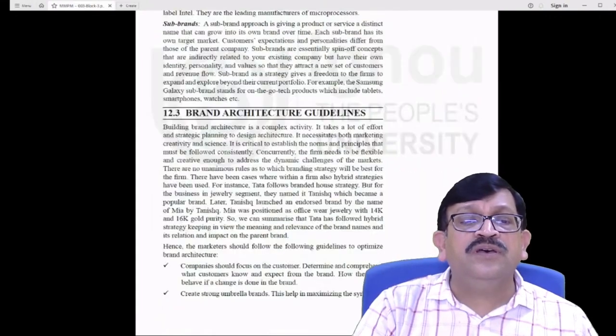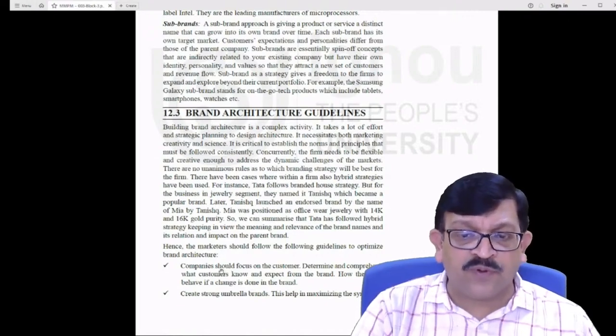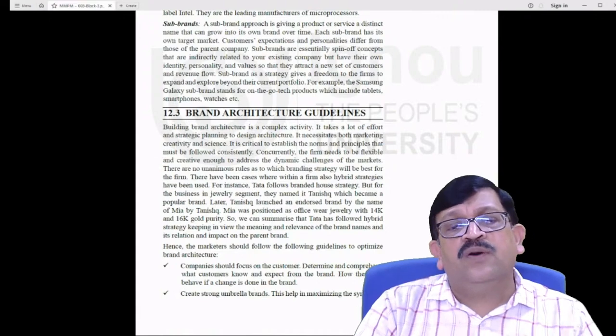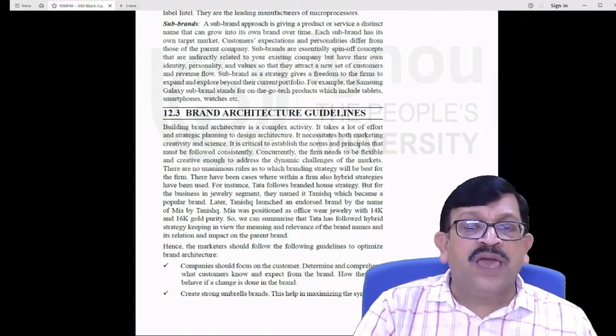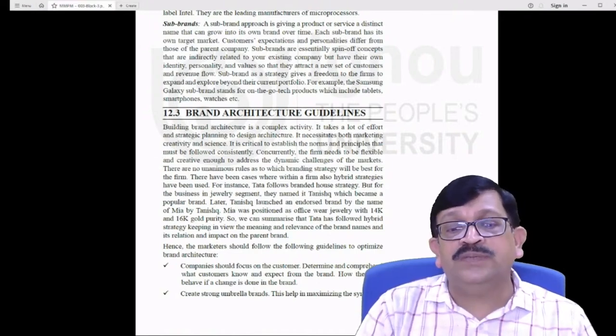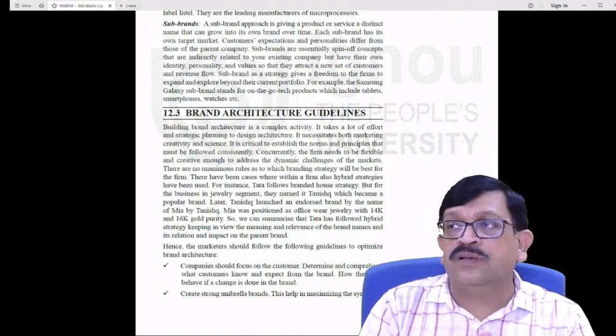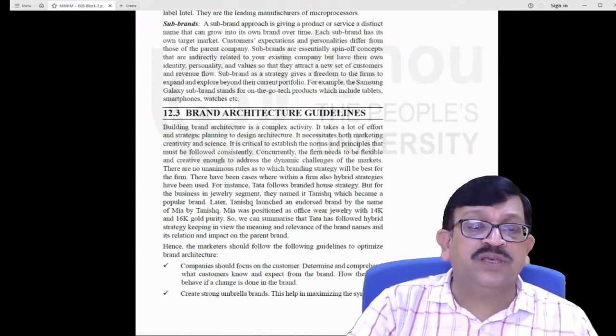As you can see here, the first step is that the company should focus on the customer. This goes without saying. We have already been talking about it: customer focus is critical for any company while building brands. And obviously what customers know and expect from the brand has to be known to the companies or the brand managers so that they can bring in the changes.